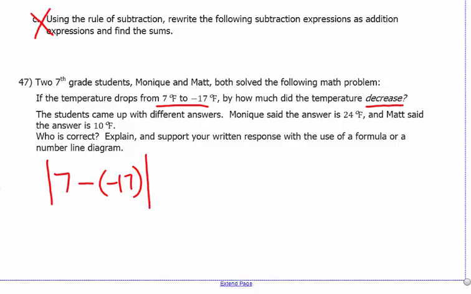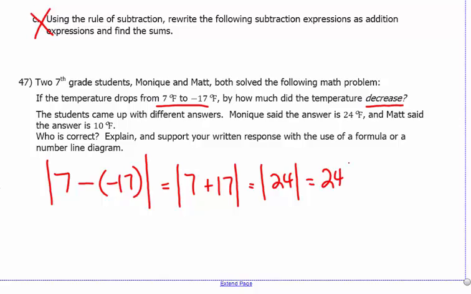I could have drawn a number line for this. The problem is every time I count on a number line, it might be big. So I want to kind of stay away from using a number line all the time. So I'm going to rewrite this as addition. 7 plus positive 17. Still keeping an absolute value because I didn't take it yet. Absolute value of 24 is 24 degrees was the change. So in this case, Monique is correct.